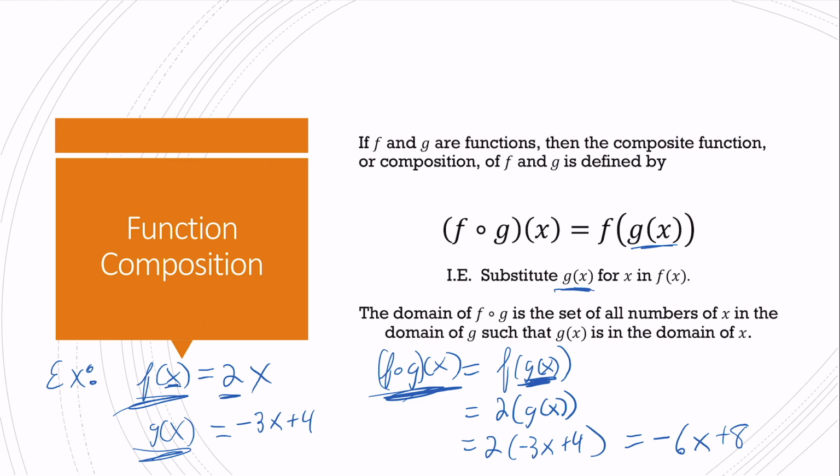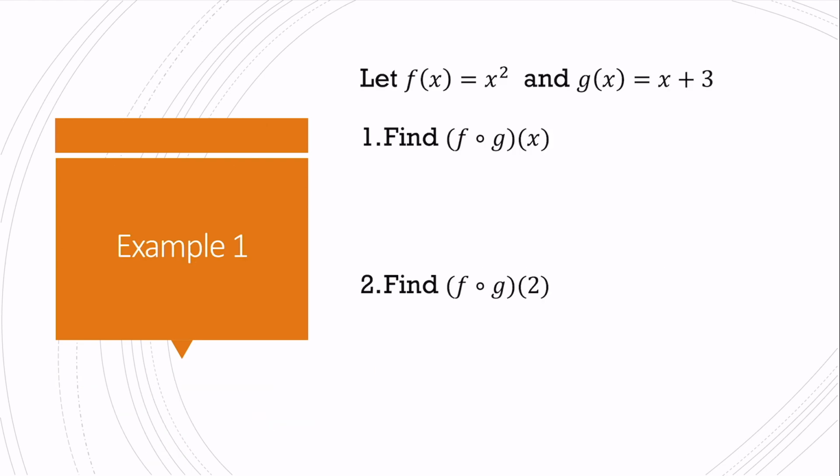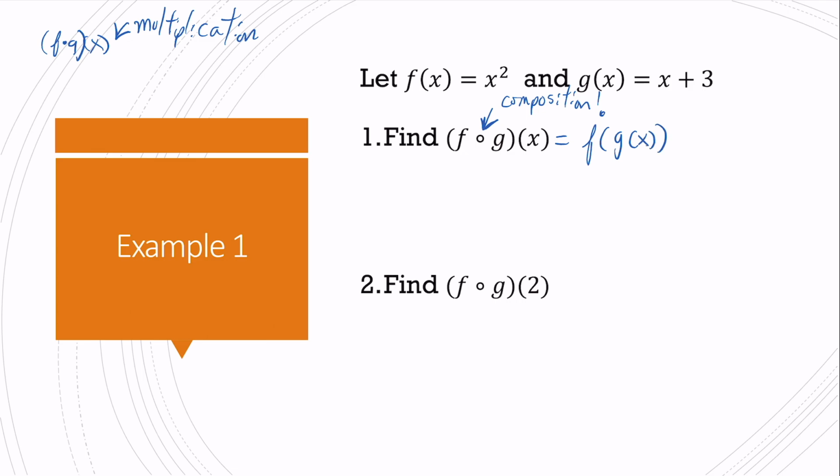Let's do a couple of examples. So let f of x equal x squared and g of x equal x plus 3. So if I want to compose these two, I want to note real quick that this is an open dot. F closed dot g of x, this is multiplication. This open dot, this tells us we want composition. So I like to rewrite this as f of g of x, because this kind of tells me, okay, I'm substituting g of x in for x in f.